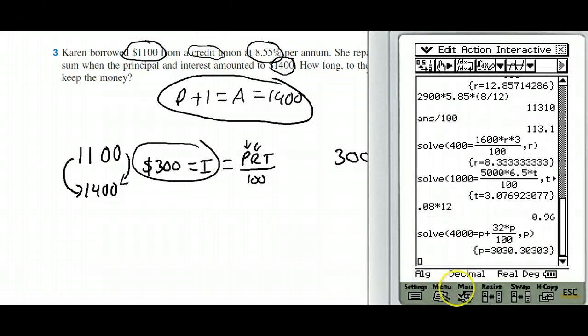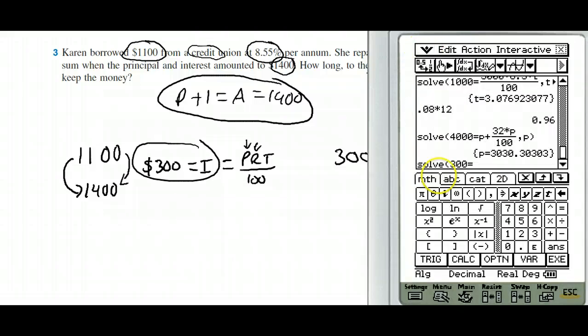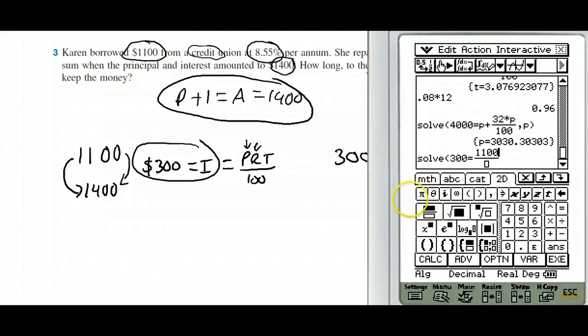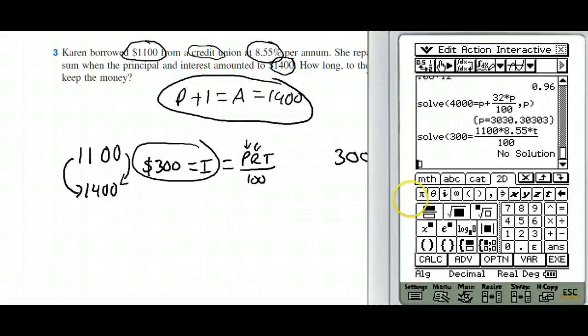Let's put this into a calculator. So we want to solve 300 equals 1,100. Now let's put it into a fraction. So 1,100 times 8.55 times t, and it's all over 100. Okay, so we've just got to add in the t and close the bracket. We get t equals 3.19.